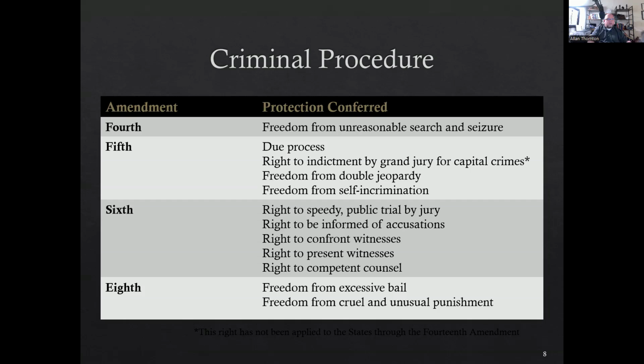The Fifth Amendment is that due process, the right to indictment by a grand jury for capital crimes or infamous crimes. It's applied to the states. That one particularly goes to the states based upon the 14th Amendment. The 14th Amendment makes sure that the states are required to follow the rights we're given. The freedom from double jeopardy. Double jeopardy we'll talk about here in just a second. We'll also talk about it in the next module when we discuss how it doesn't apply to our civil cases, and the freedom from self-incrimination.